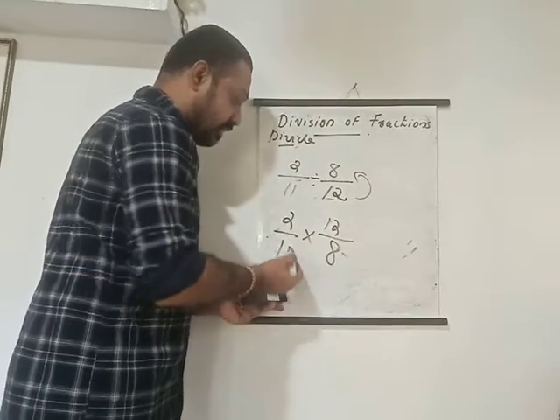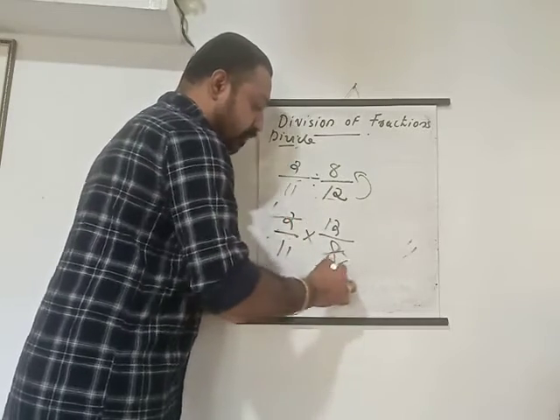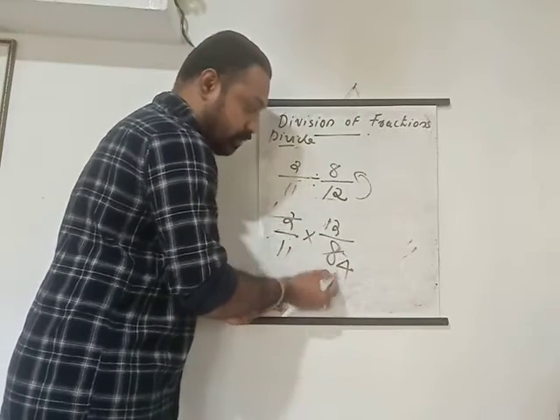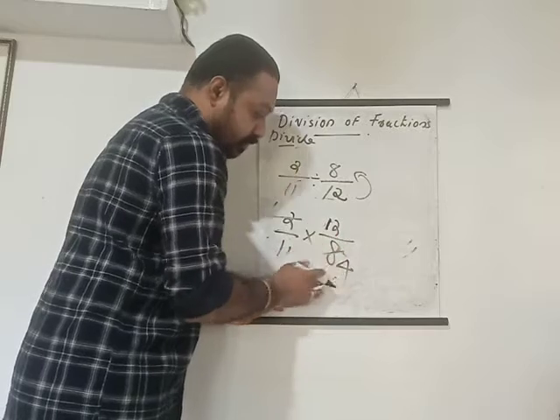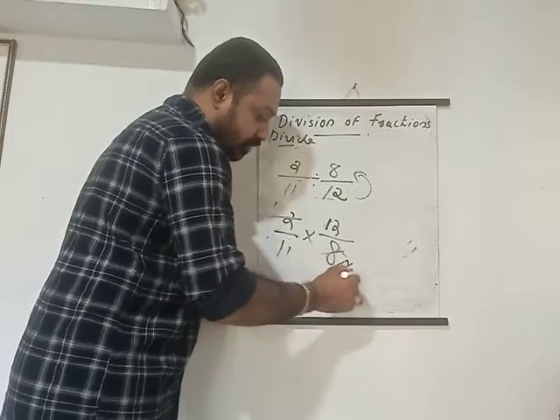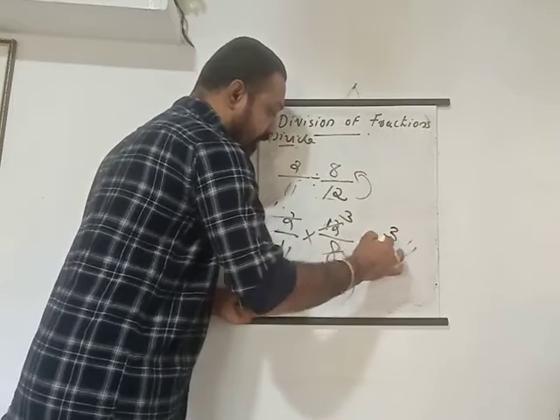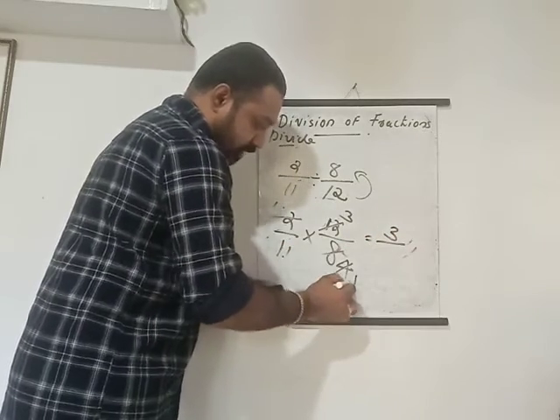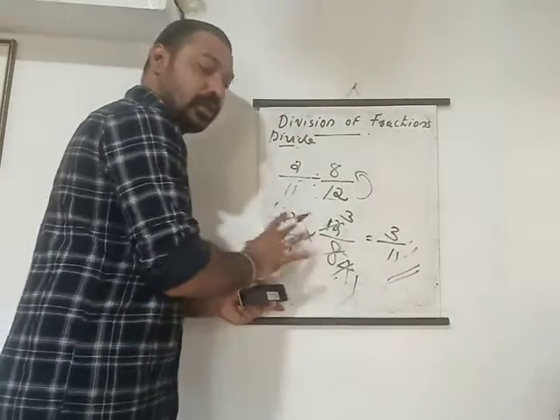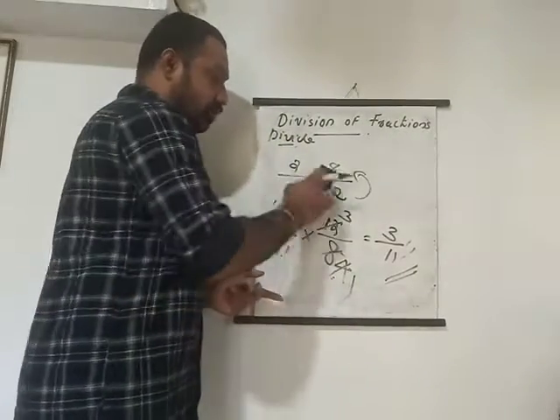12 by 8. And can we cut? Yes, 2 and 8 we can cut, isn't it? Here 1 we will get, and 4 2s are 8. Then 12 and 4 we can do, isn't it? How many times is 4 in 12? 1 4 is 4, 3 4s are 12. Then multiply 1 into 3, we get 3, and 11 into 1 is 11. 3 by 11. This is the answer. Same as the usual way. Just take the reciprocal. That is the only difference. So this is just a division of two fractions.